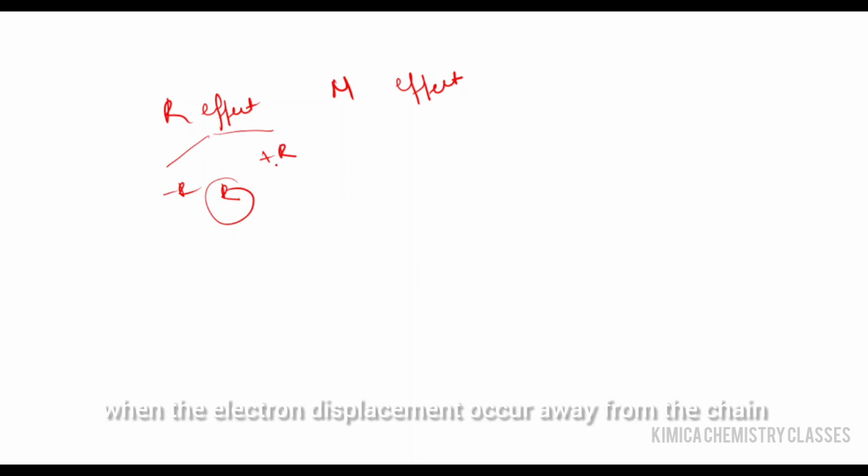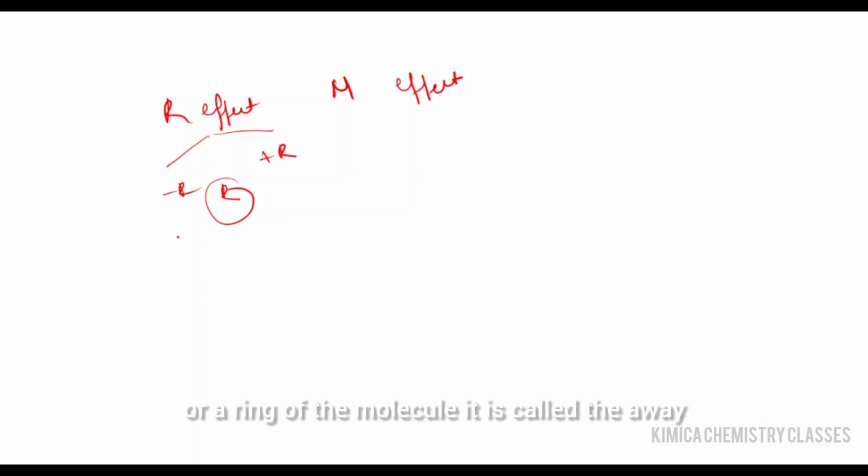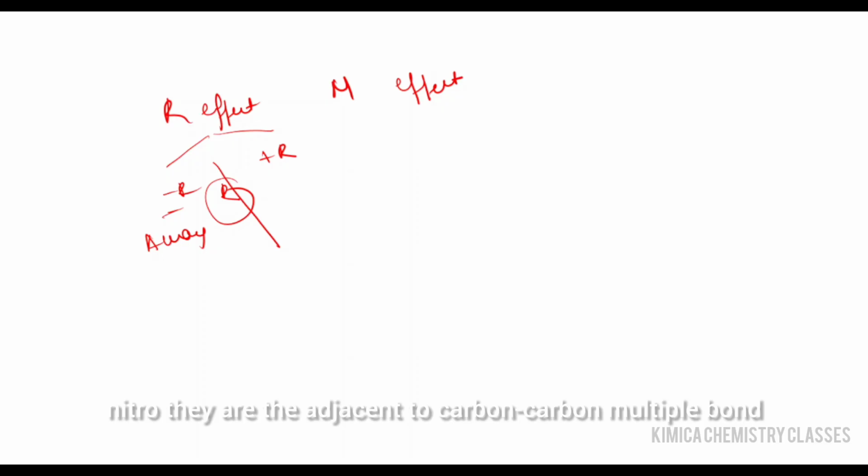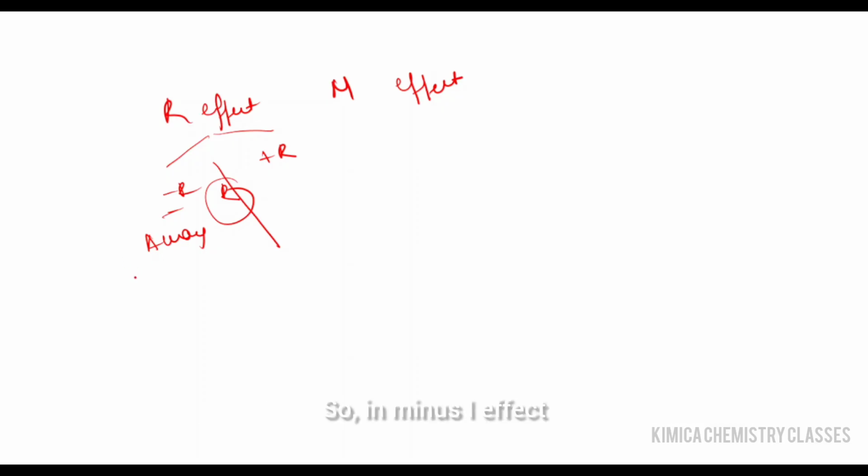When the electron displacement occurs away from the chain or a ring of the molecule, it is called the minus R effect. Right. Examples: such an effect is caused by electron withdrawing groups like carbonyl, cyanide, nitro, adjacent to a carbon-carbon multiple bond. So in minus R effect, what happens? This is minus R effect. Sorry, in plus R effect, what happens? When an electron displacement occurs towards the atom or group, it is called the plus R effect.